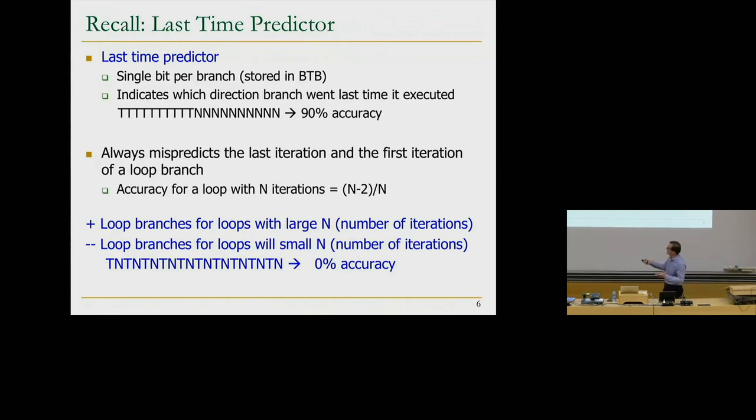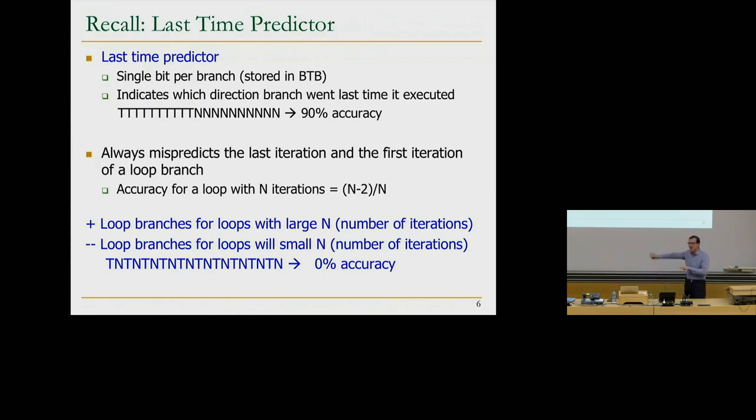It's a loop that is taken only once. You execute the branch twice, essentially, in this case, and you get 0% accuracy because the current direction of the branch is always the exact opposite of the last direction, the direction the branch took the last time it was executed.